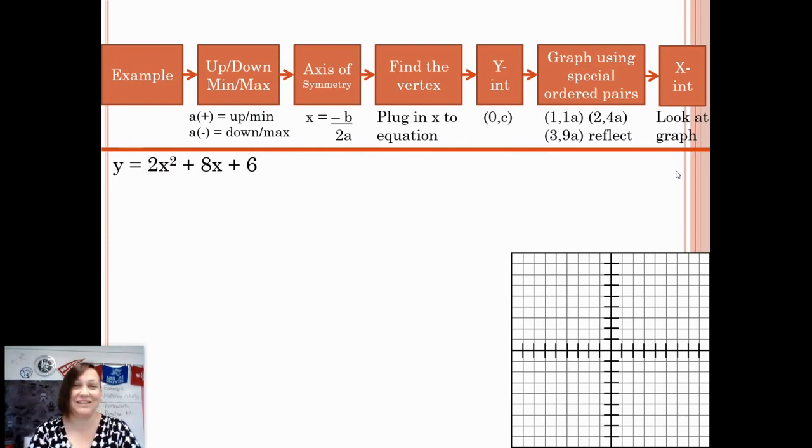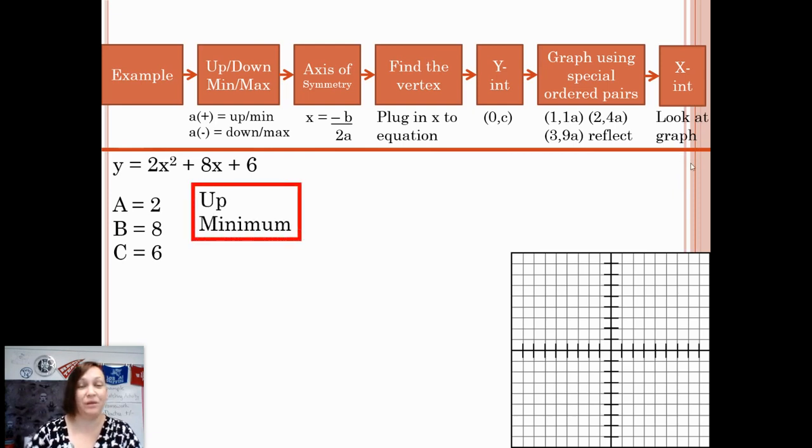And here's our first example. Y equals 2x squared plus 8x plus 6. As always, I'm going to start by identifying my A, B, and C. In this problem, my A is 2, my B is 8, and my C is 6. My A is positive, so this parabola will open up and it will have a minimum.